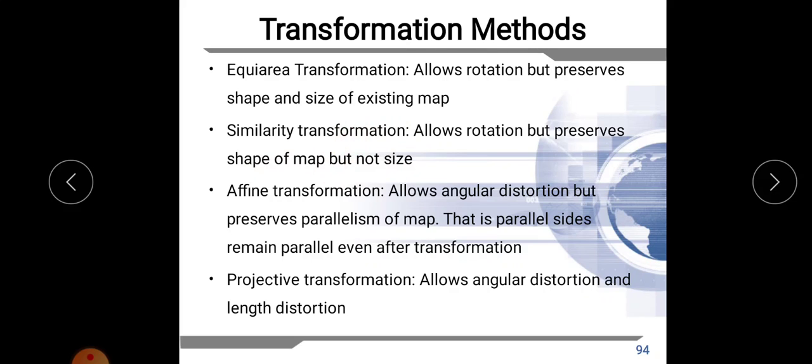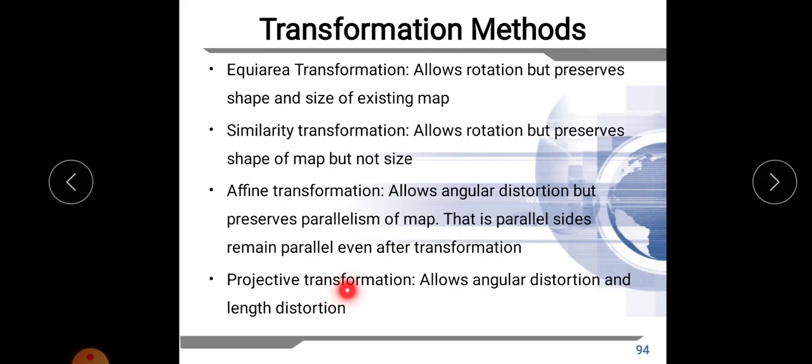The third one is affine transformation. It is the most commonly used transformation method. Here it allows angular distortion. There will be angular distortion during transformation, but it preserves parallelism of the map. That is, parallel sides remain parallel even after transformation. It allows angular distortion but preserves parallelism, so that is known as affine transformation, and it is the most commonly used method of transformation.